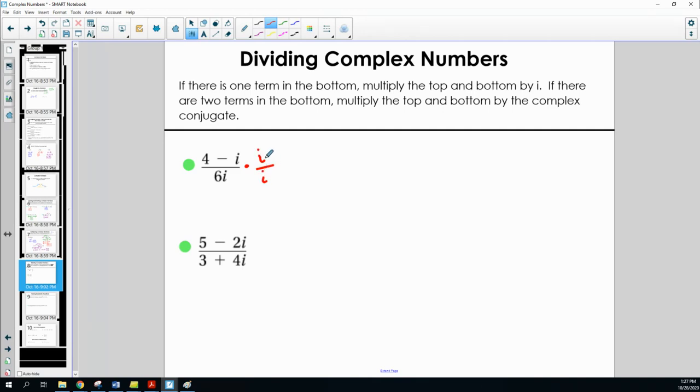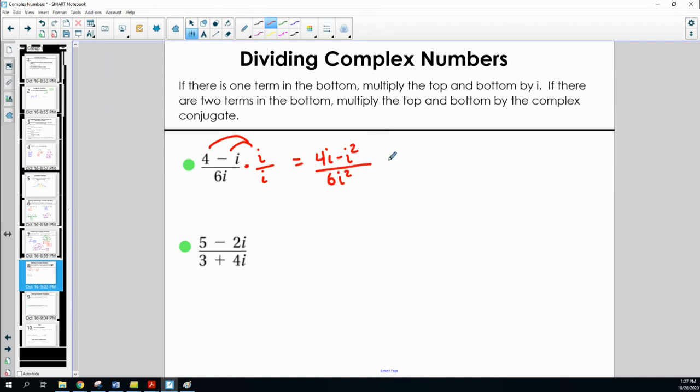So when I multiply by i over i, I'm really multiplying by 1, so I'm not changing this problem at all. So what I'm going to do is distribute this i to the top. So I'm going to do 4 times i, so I get 4i, and then I'm going to do negative i times i, so I get negative i squared. Okay, on the bottom, I have 6i times i, so that's going to give me 6i squared.